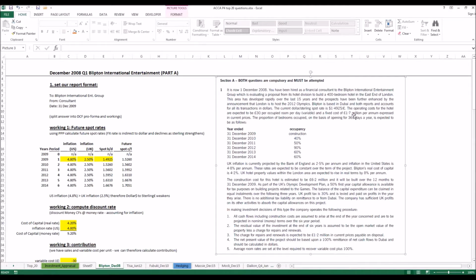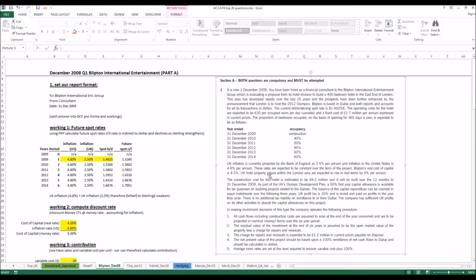The fixed costs are given to you as 1.7 million per year. Occupation rates are given to you also in years, across all the years, from 2009 to 2014. We are told that the UK inflation rate is 2.5%.